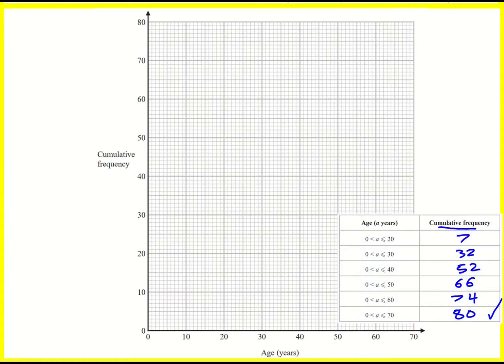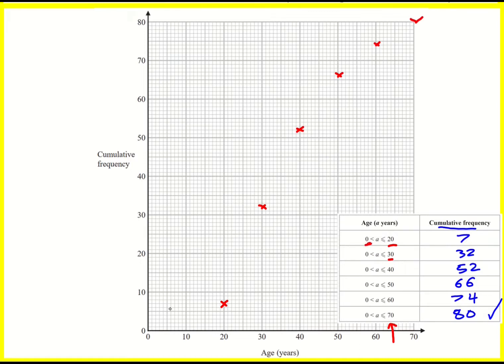So we'll use the points on this. It's going to be a bit like a line graph. We're going to use the points on the right and then plot them against the cumulative frequency. So 20 is plotted against 7, 30 against 32, 40, 52, 50, 66, 60, 74, and finally 70 against 80.